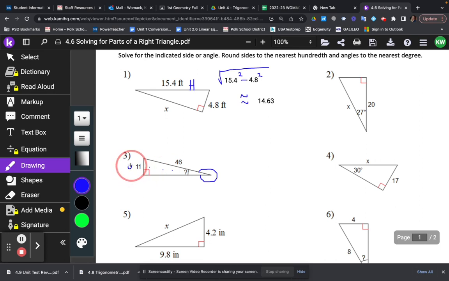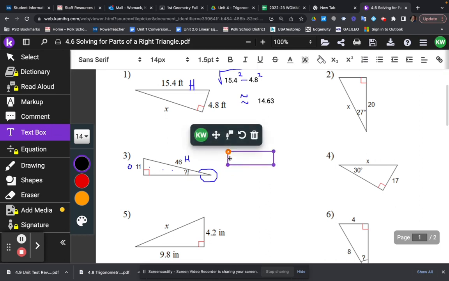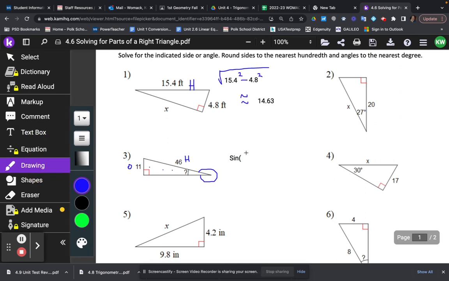We're labeling our A, H, and O, but first we have to know where our angle is. 46 is our hypotenuse. 11 is our opposite side. And then we know that we're going to set up our trig ratio using sine. So the sine of theta, and I'll have to draw that one because I don't have that either. I'm going to draw it. It'll be faster. It looks like a 0 with a line through it, the sine of theta. There we go. Theta degrees.